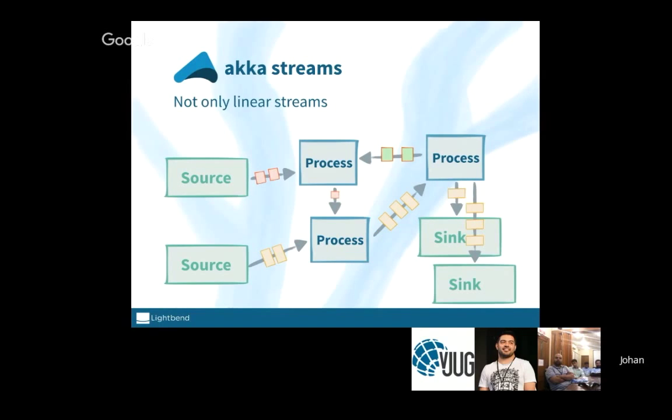Now I showed you a very simple linear stream, but Akka Streams isn't limited to linear streams. So you can actually have many sources, you can have feedback loops, and you can have many consumers on the other end. And all of this will be then back pressured as I described. So this makes it possible to write stream processing that is just as complex or as simple as your use case requires.